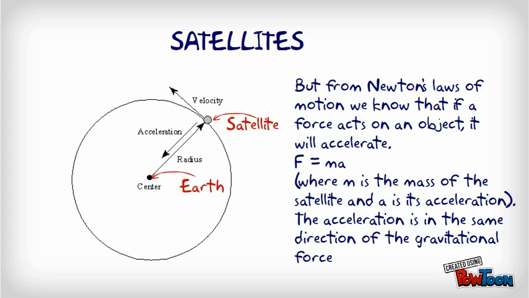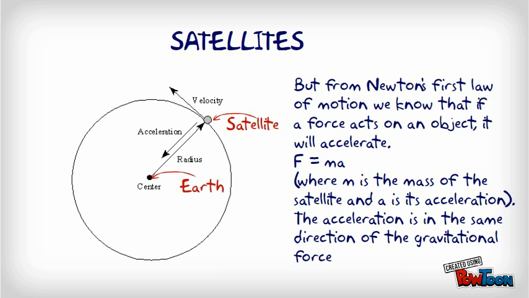We also know from Newton's laws of motion that force equals mass times acceleration, so the gravitational force must be equal to the mass of the satellite multiplied by the acceleration due to gravity. And finally, we can see that the acceleration caused must be in the same direction that the gravitational force is acting. So you can see that quite clearly shown on the diagram.